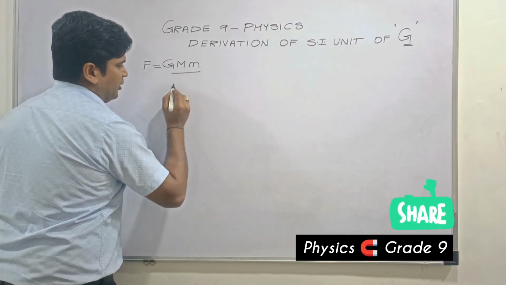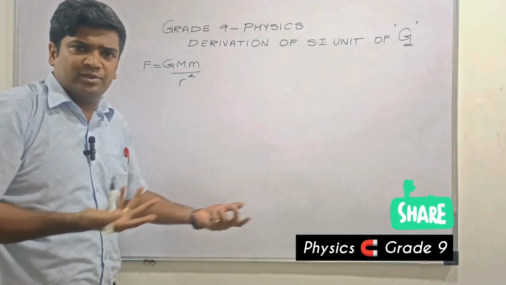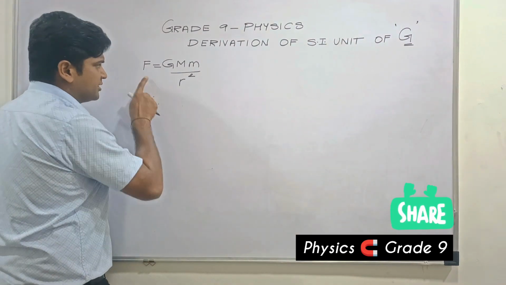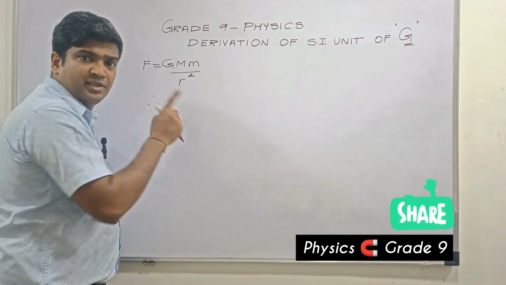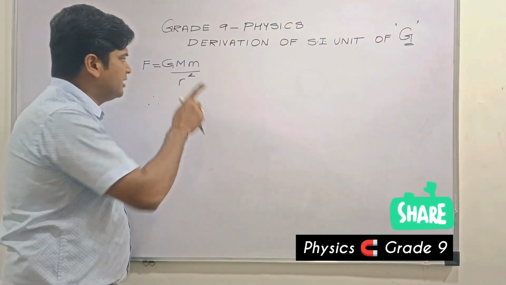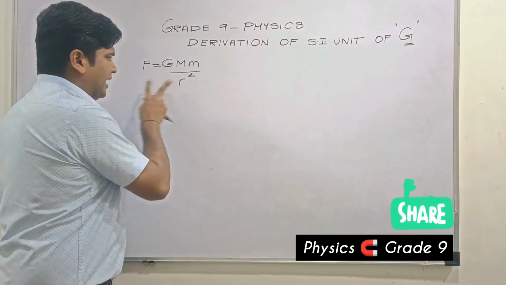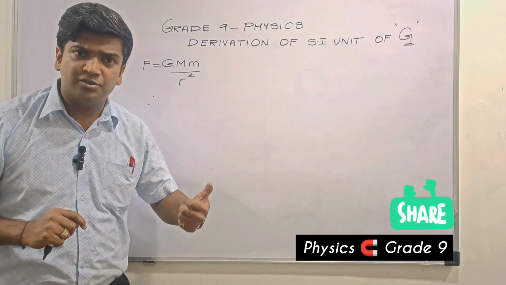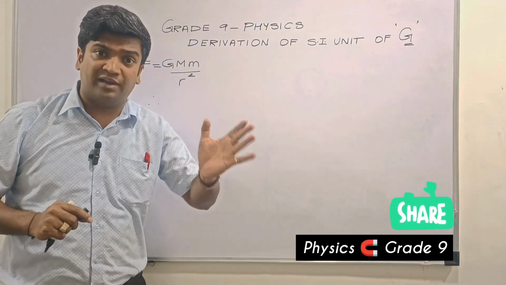M m upon r square, or you can also take d square, depends upon what you take. Now, this is the gravitational force between the two bodies. G is the gravitational constant. These are the two bodies of masses M and m, and the distance between their centers is taken to be r. So this is the basic formula by the universal law of gravitation.